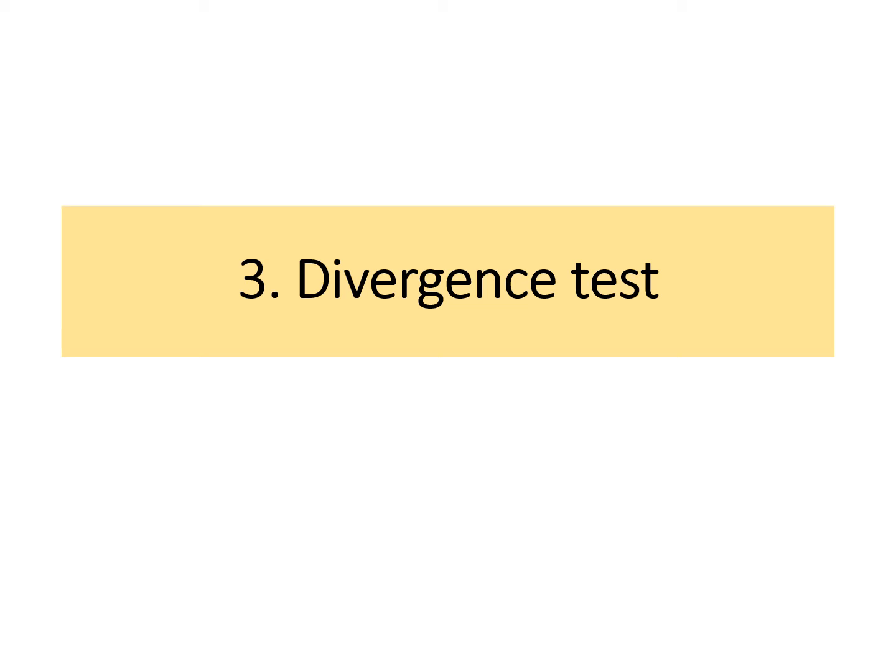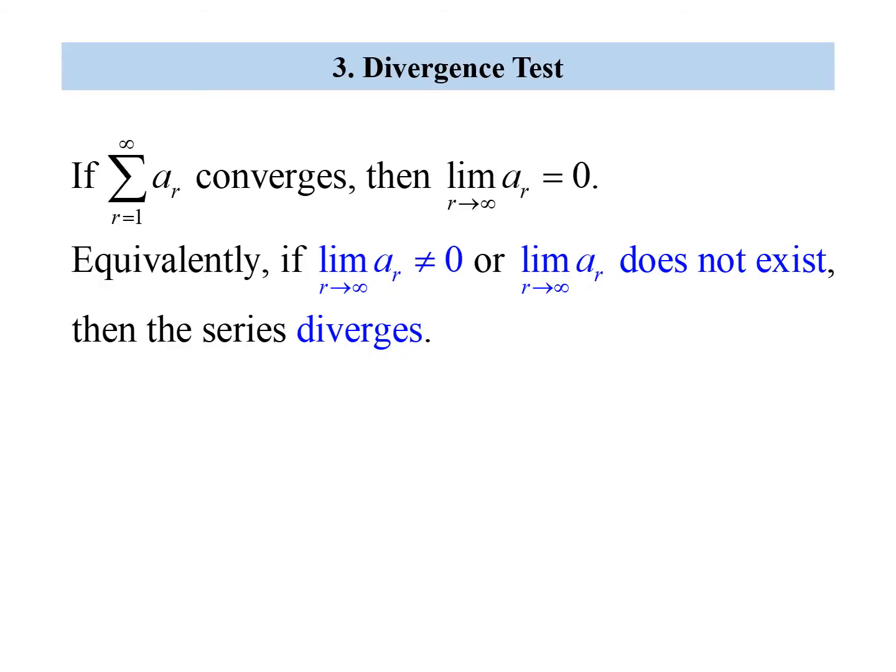Okay, now we go through to the next test, which is the divergence test. The divergence test says that the summation of a sub r, where r equals 1 up to infinity, is said to be converged if the limit of a sub r as r approaches infinity is equal to 0. But if the limit of a sub r is not equal to 0, or the limit of a sub r as r approaches infinity does not exist, it means that the series diverges.